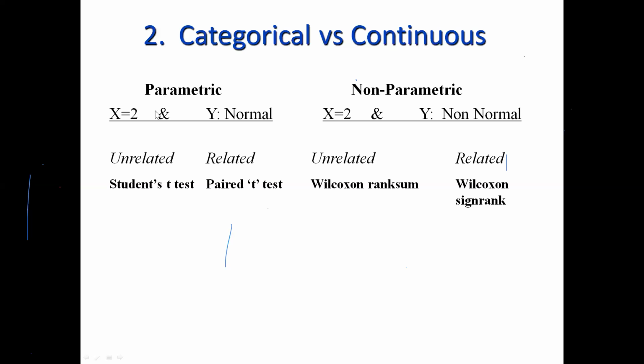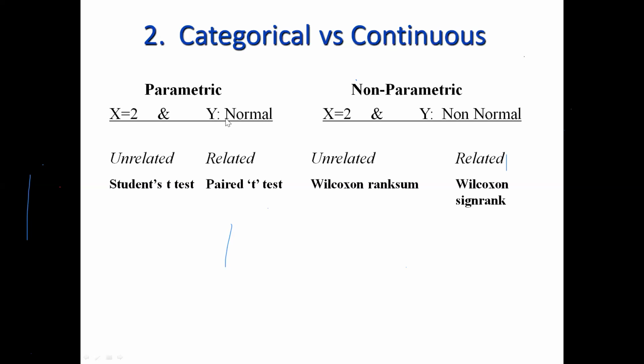Whenever you want to compare two groups, X equal to groups like drug A or drug B, male or female, we have only two groups, not more than two groups. And the test variable should be continuous in nature. Continuous means numerical data. So Y is the test variable, and we have checked the normality, it is normally distributed.